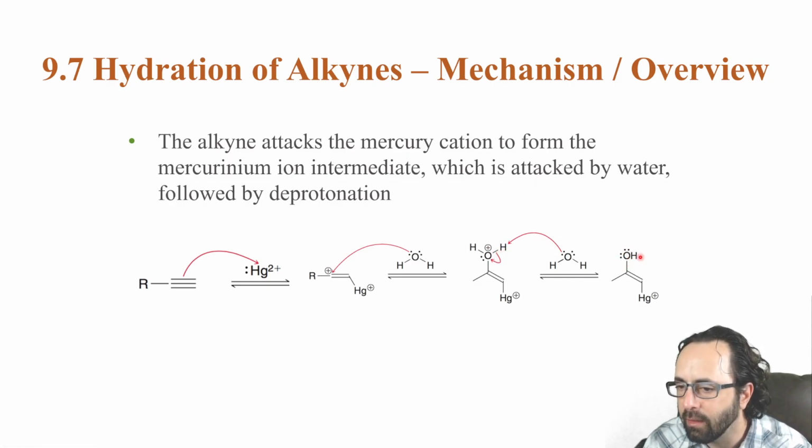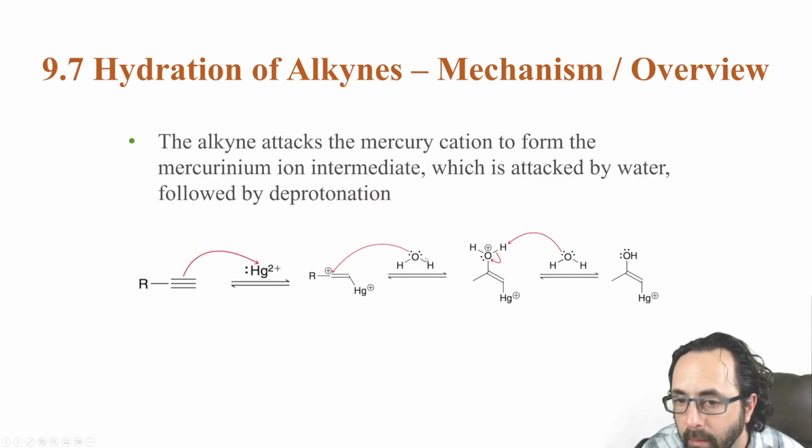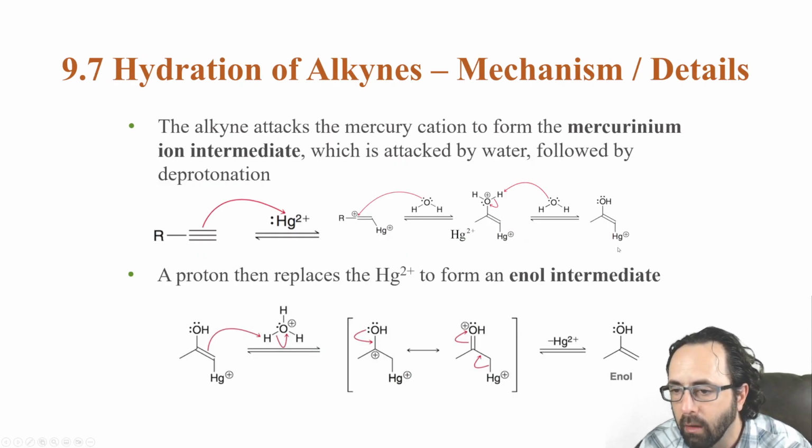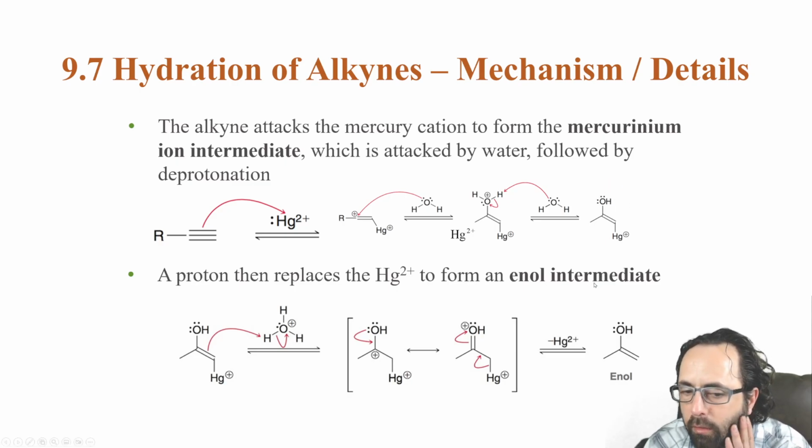And now the oxygen has 2 bonds and 2 lone pairs, and so it is neutral. And at that point, the hydration can continue. So we've gotten all the way up to this step now. Now the final steps are going to involve a protonation to complete the addition of water. So we've added the OH, and now it's time to add the H.